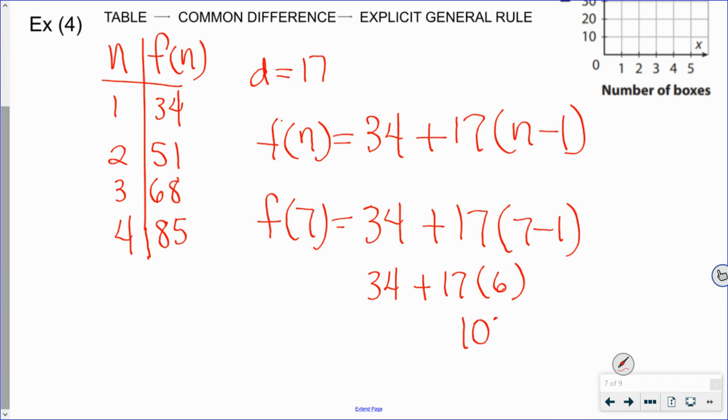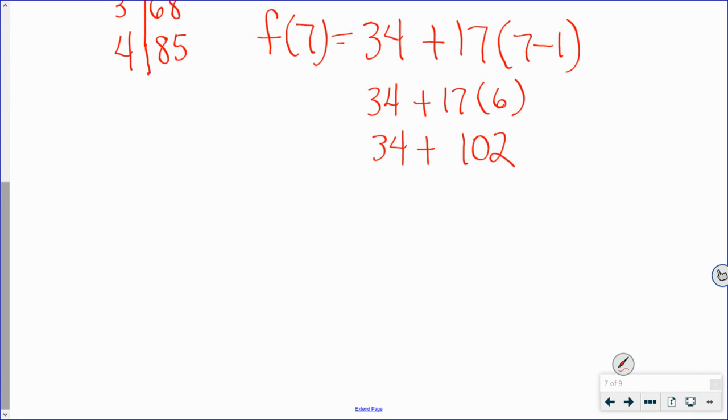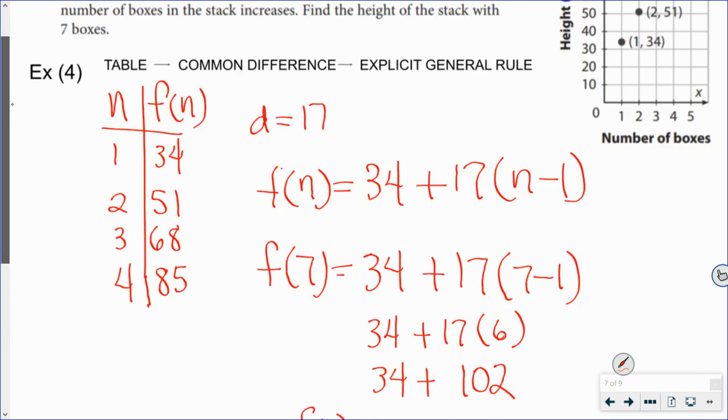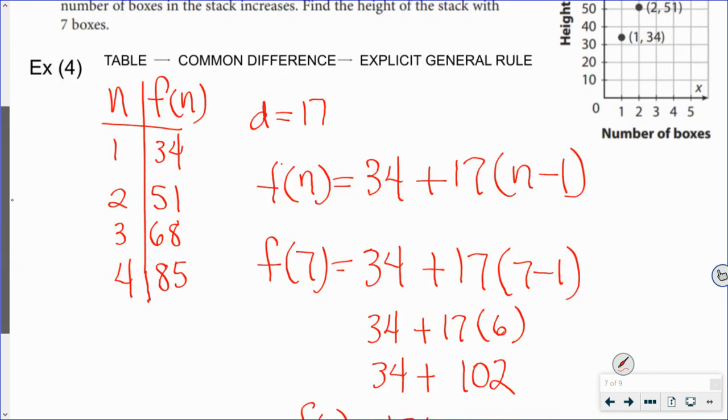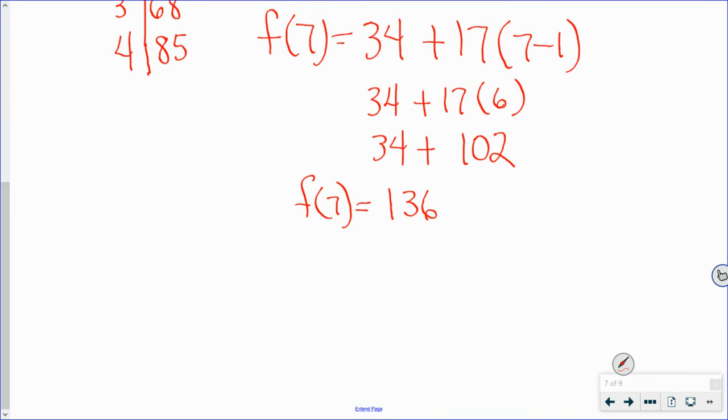Somebody check me on that. Is that right? Is 17 times 6 102? Yeah. Okay. So now it's 34 plus 102, which would be 136. So F of 7 is 136. So, okay, so 7 boxes, I believe it is. Yep, 7 boxes would be 136 inches tall.